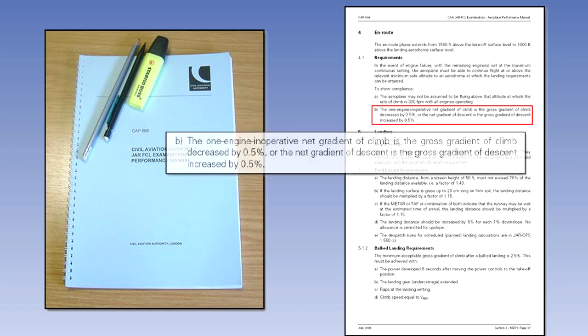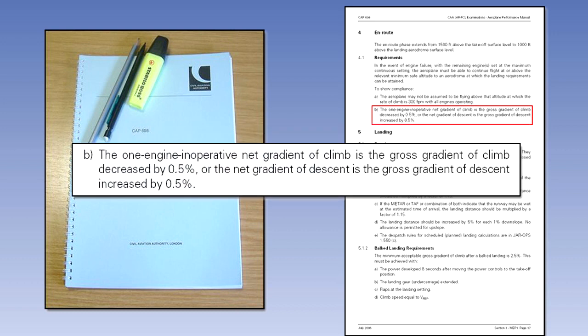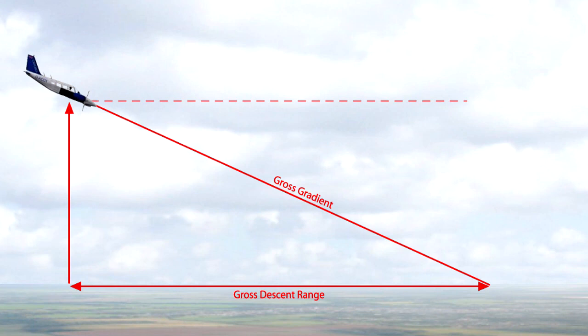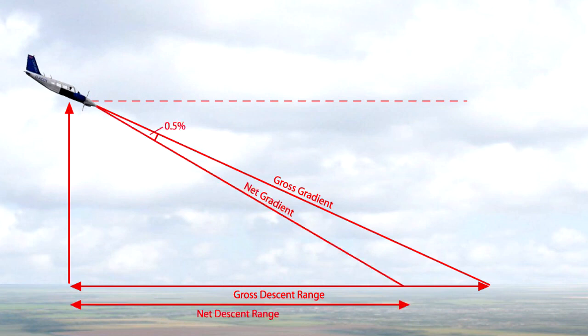The second compliance rule states that the one engine inoperative net gradient of climb is the gross gradient of climb decreased by 0.5%, or the net gradient of descent is the gross gradient of descent increased by 0.5%. What the compliance rule is saying is that when calculating the descent range to work out if the aeroplane can make it to an airfield, the gross gradient of descent must be increased by 0.5%. This adjusted gradient is the net gradient, and it is simply adding a safety margin into the aeroplane's descent range. In this case, an airfield must be within the net descent range and not the gross descent range.